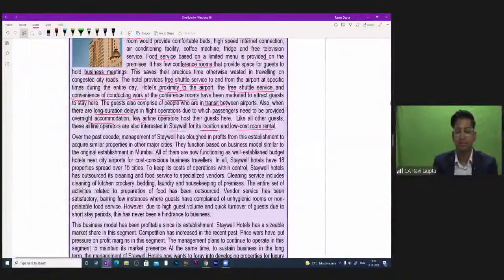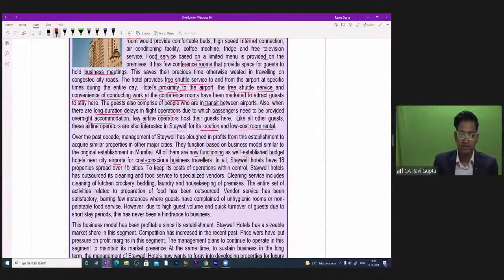Over the past decade, management of Stay Well has plowed profit from its establishments to acquire small properties in major cities. They function based on business models similar to the original establishment in Mumbai. All of them are now functioning as well-established budget hotels near city airports for cost-conscious business travelers. Okay.